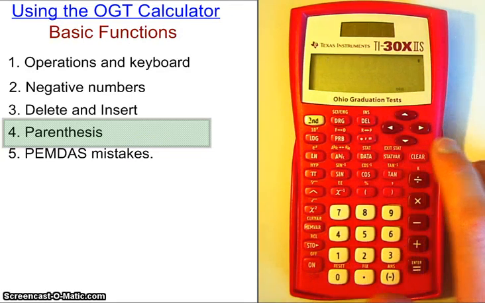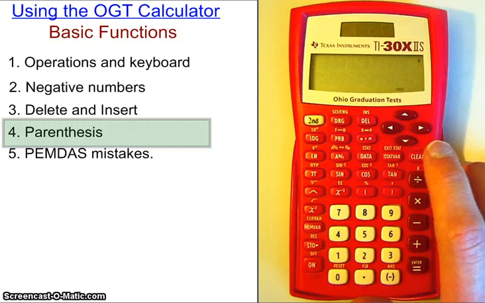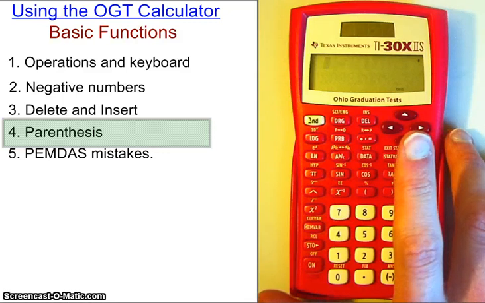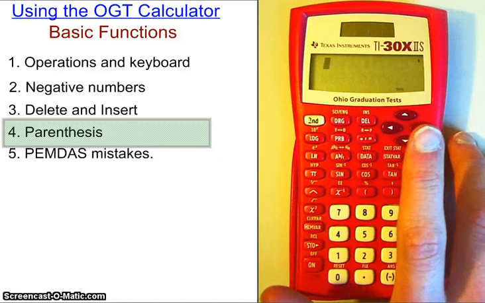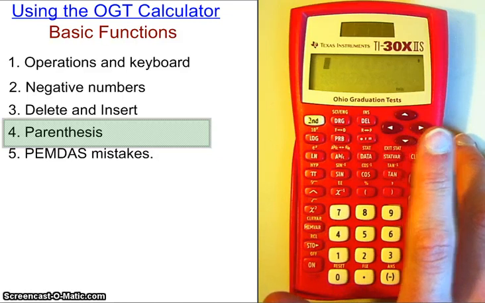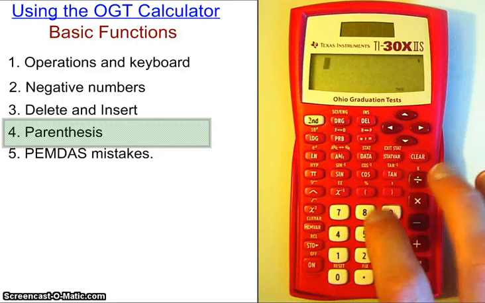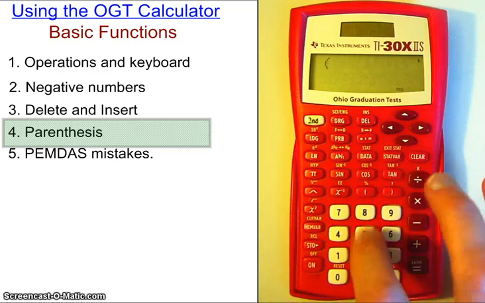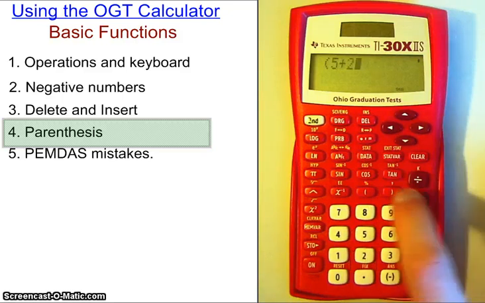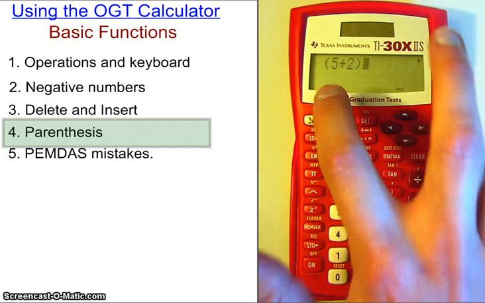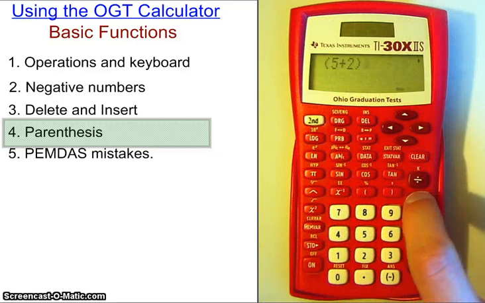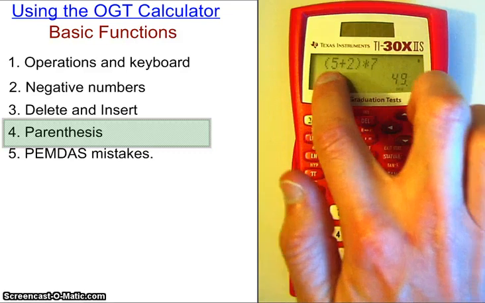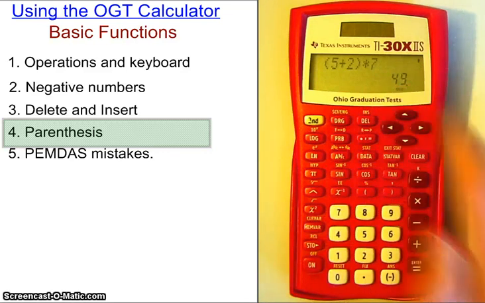Okay, so let's say we wanted to have 5 plus 2 times 7, but the 5 plus 2 has to be added together before we multiply it by 7. So let's go ahead and plug that into the calculator. What I really want to happen is the 5 and the 2 to be added together first. So I'm going to use the parentheses. So 5 plus 2, close the parentheses, and then take that sum and multiply it by 7 and find our answer. So basically we're saying the 5 plus 2 is 7, times 7 gives us 49.